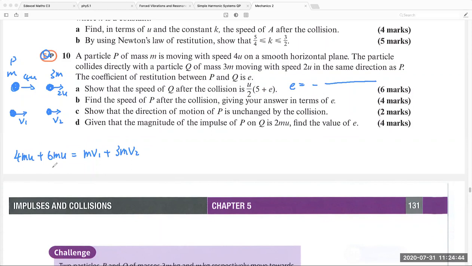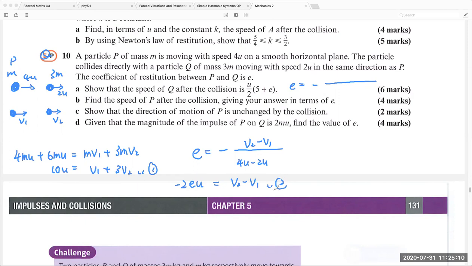Let's simplify a little bit by cancelling out the mass m. So you get the first equation, and then another equation is from the e, so you get the second equation. What you want to find is V2. How to find V2? Equation 1 and equation 2. You add these two equations together.